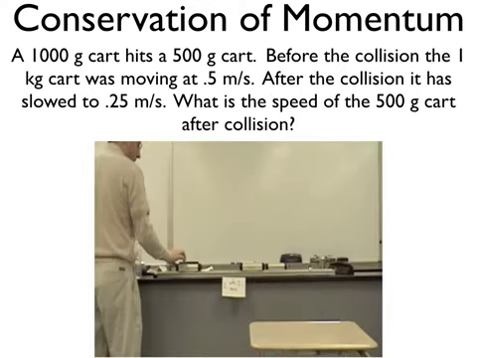You should be able to do conservation of momentum. So here a 1,000 gram cart is going to hit a 500 gram cart. Before the collision, the 1 kilogram cart was moving at half a meter per second. Afterward, it slowed to 0.25 meters per second. Find the speed of the lighter cart after the collision.